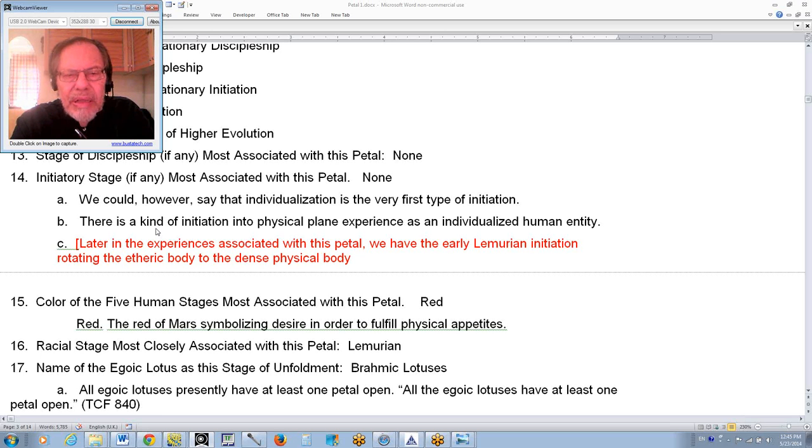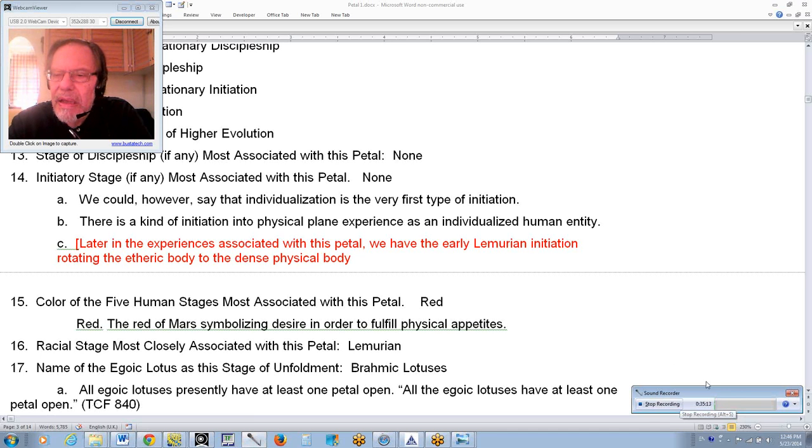Be a true high initiate, past the 4th degree, an initiate of the fifth degree, and be the leader of the games, working within the light of a great revelation and helping those who are still subject to the early problems, helping them see more clearly. So that's what I mean by the color of the 5 human stages most associated with this petal.